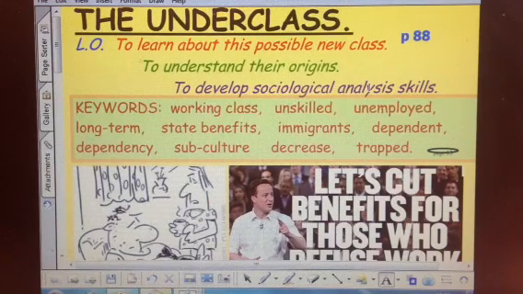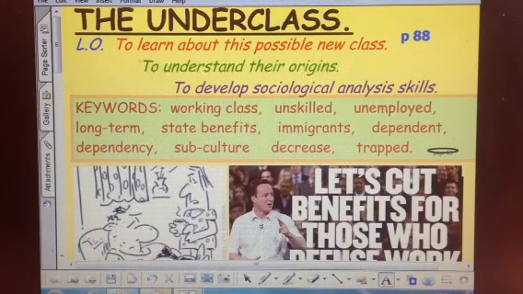What we're going to be thinking about, amongst other things, is: does this group really exist, or are they just part of the working class? If they do exist, whose fault is it? And if they do exist, what, if anything, can be done about them?